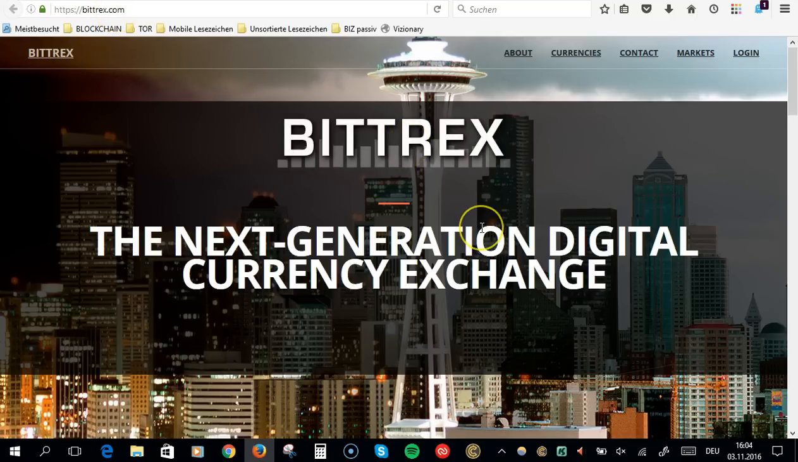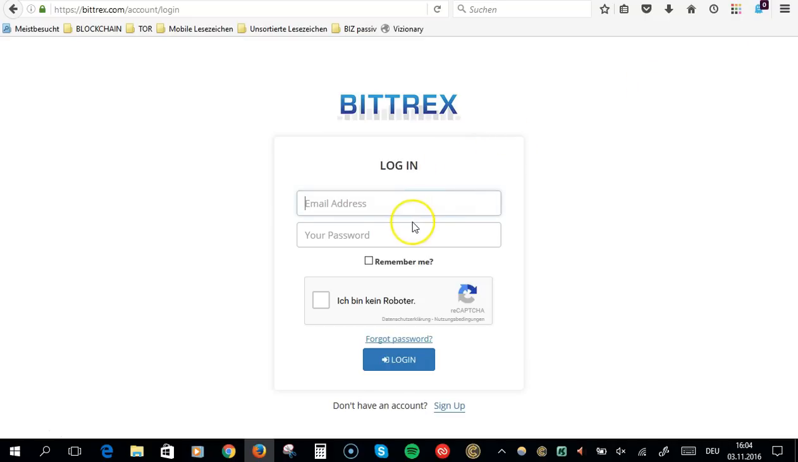This is the page, it's called bittrex.com. It's a very popular cryptocurrency exchange, and what you first do is you go here and make an account, and then if you have one, you can come back every time and log in with your email address. I'm going to do this real quick.